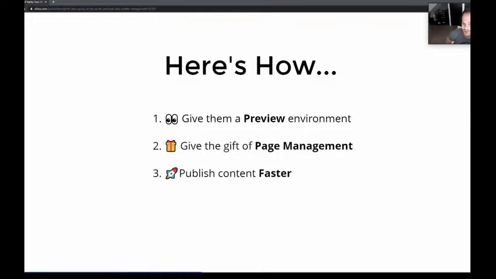Here's how. We're going to give them a preview environment, number one. Give them a preview environment where they can actually preview things in real time. I'm going to cover that in a moment and how you can accomplish that. Number two, give them the gift of page management. Allow them to determine what pages are in their sitemap and what content is on each page. Again, this is what they come to expect from a CMS. They should be able to do that with JAMstack. And then lastly, publishing content has to be as fast as possible, and you have to constantly be looking at how you can make it faster and never be satisfied.